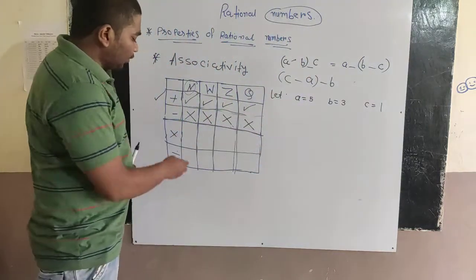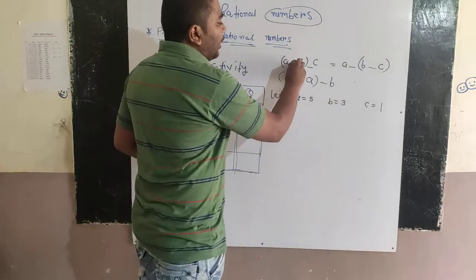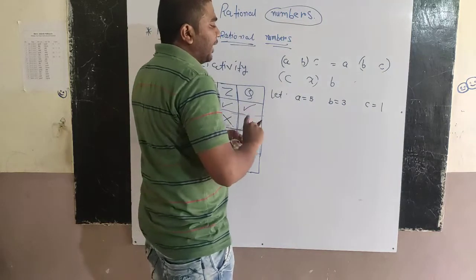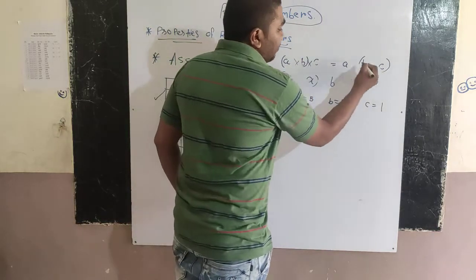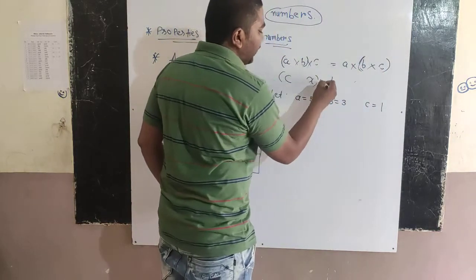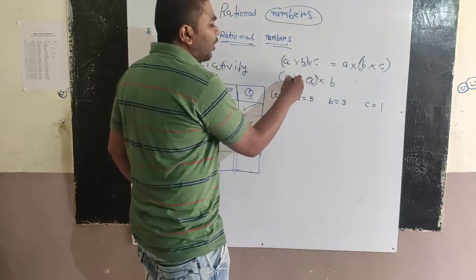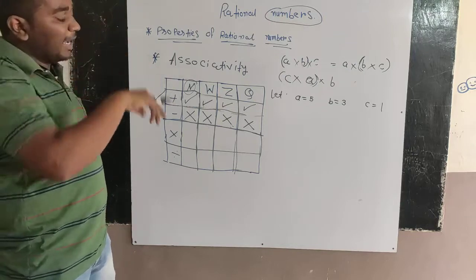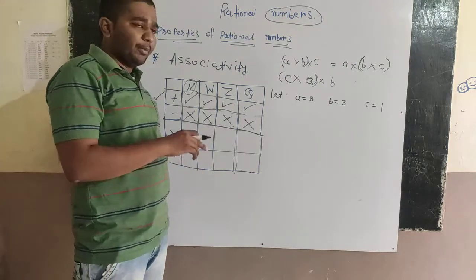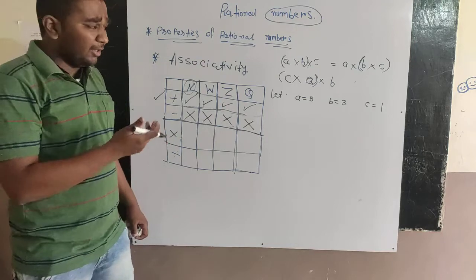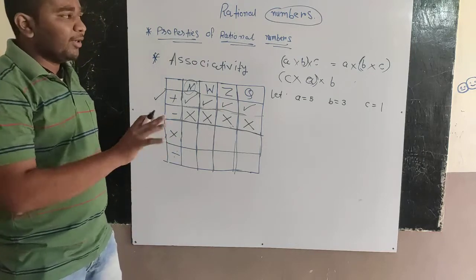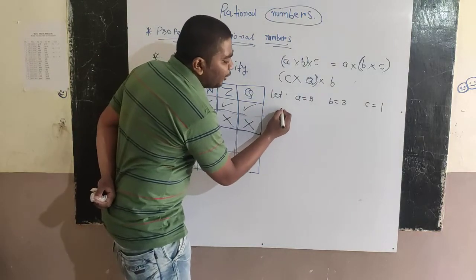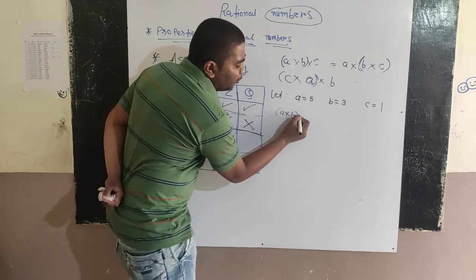Now we are talking about the multiplication, so every time here the sign should be the same. If I am talking about a into b into c, here also a into b into c, and c into a into b, or a into c into b, because order doesn't matter. In the last property we have already talked about the commutative property, that all the numbers are commutative under multiplication. So let us take example a into b into c.